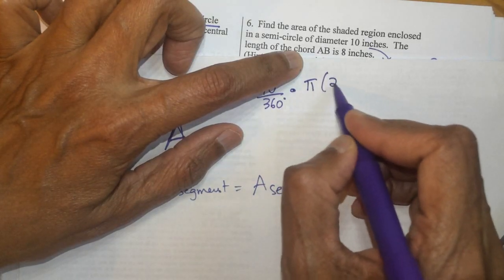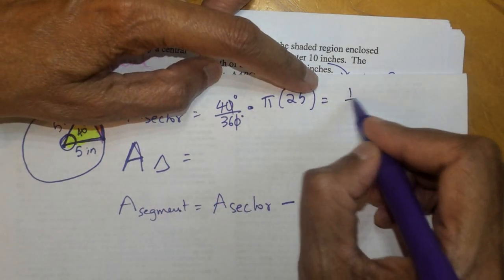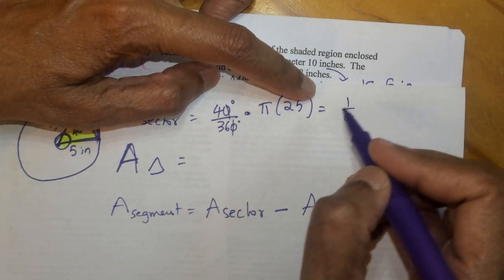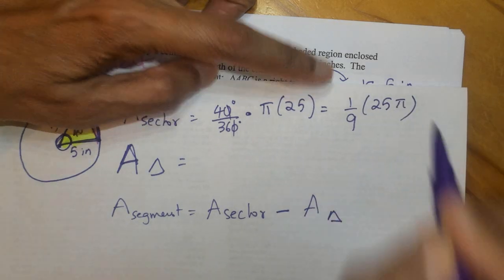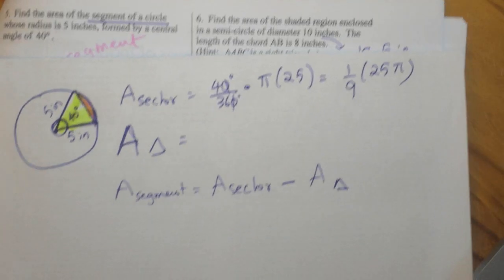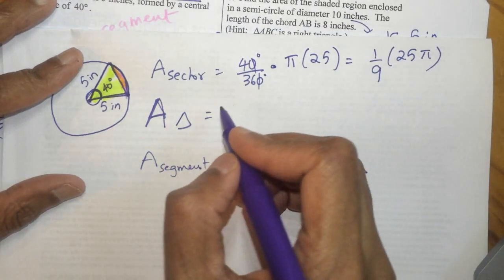So basically 40 degrees over 360 multiplied by the area of the circle, which is pi r squared, 5 squared is 25. I can simplify this: 1/9, because 40 over 360 is 1/9, so 1/9 of 25 pi. Go ahead, you can leave it like that. Maybe we can put it all in the calculator towards the end, or you can find it. I don't care.